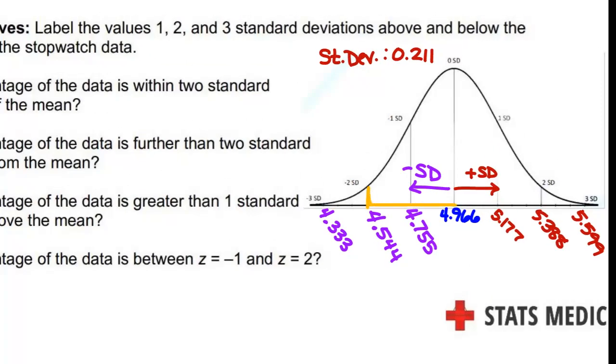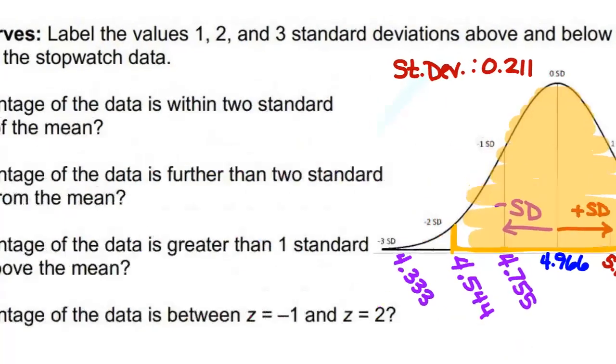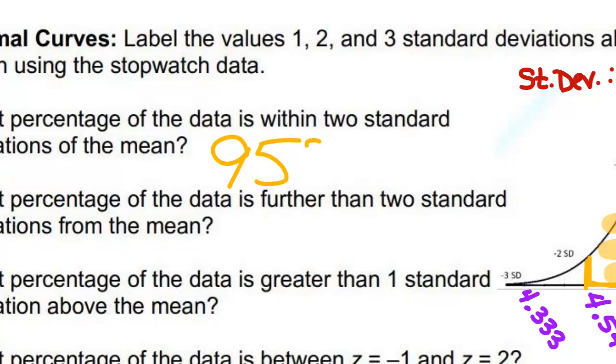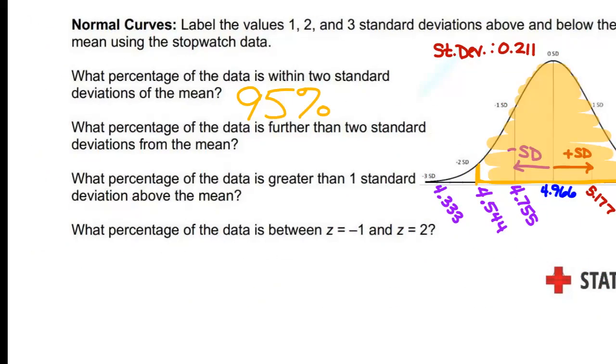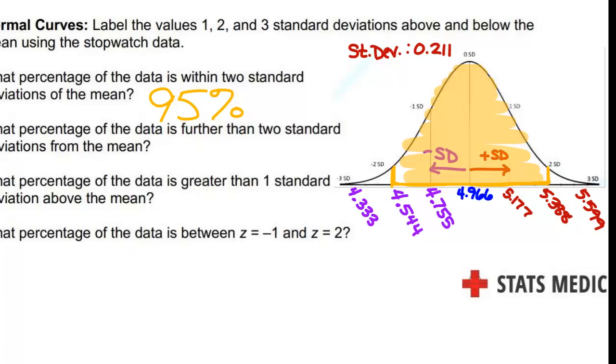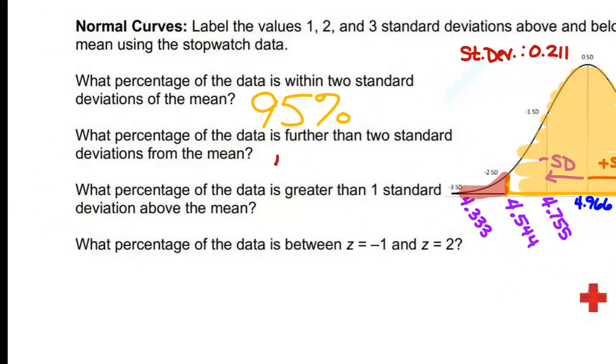Within 2 standard deviations of the mean. So I'm looking at this space right here. That captures 95% of all of our data. So what percentage would be beyond 2 standard deviations away from the mean? 5%. So these little tails over here together represent 5%.